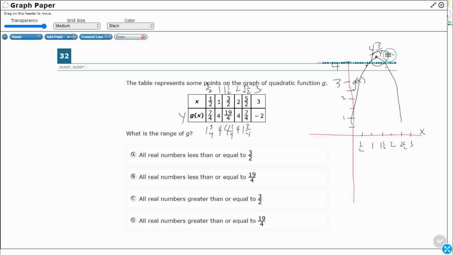Okay? So the range then is going to be all real numbers less than the vertex, and that vertex right there is going to be that 4 3/4, which is 19/4. So my answer is B.